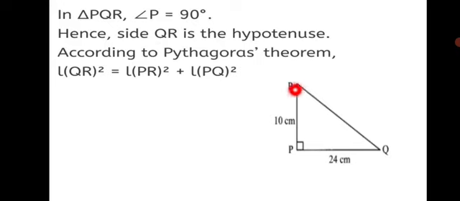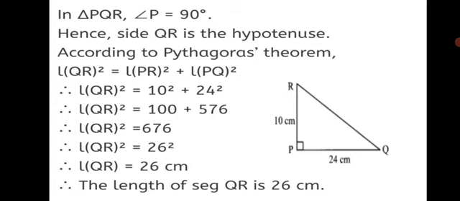And according to Pythagoras theorem, same like before we write the statement, according to Pythagoras theorem, length QR square is equal to length PR square plus length PQ square. So now that we have written a statement, let's substitute the values. QR we have to find out. So we write further length QR square is equal to PR value is 10, PQ value is 24.